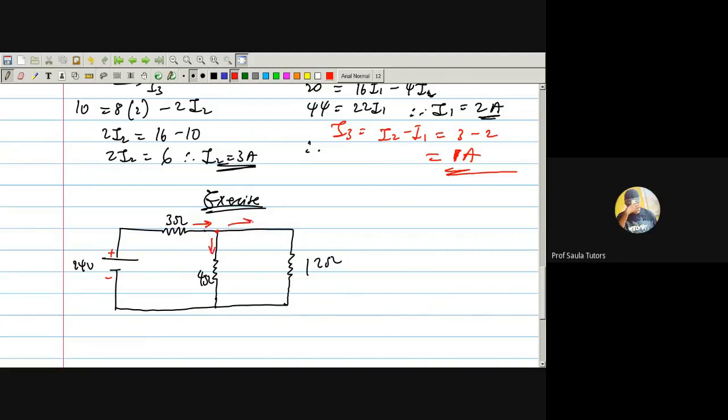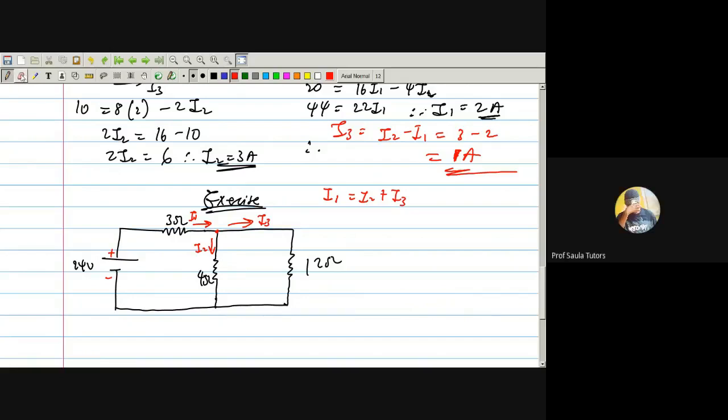So this is labeled I1, I2, I3. So I can say by Kirchhoff's rule, I1 equals I2 plus I3. So why is that I2 going down? The I2 is going through this resistance down. Yes. Okay.